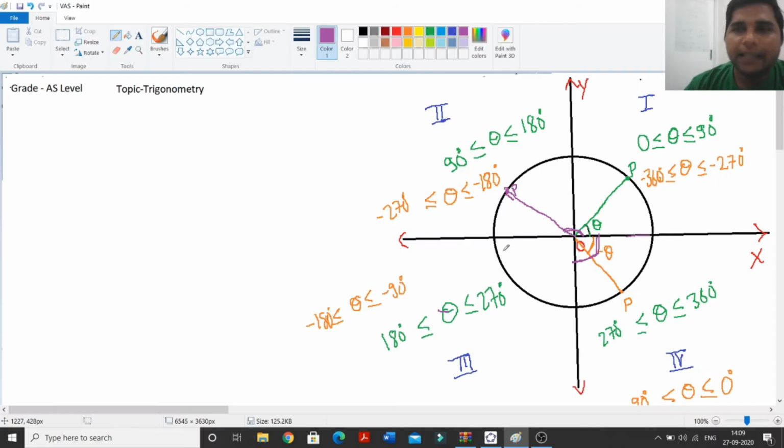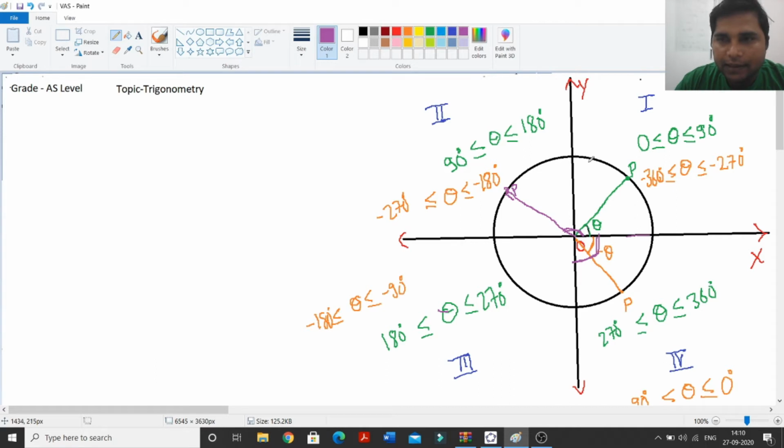Hello students, in this lesson of trigonometry, you will be learning about the unit circle, and we will be discussing the sign of trigonometric ratios that depends on the angles and the quadrants. So let's quickly begin. This is a coordinate axis, x-axis and y-axis.